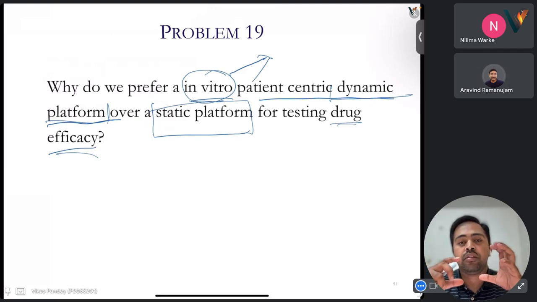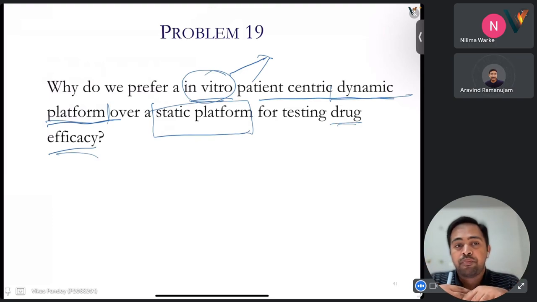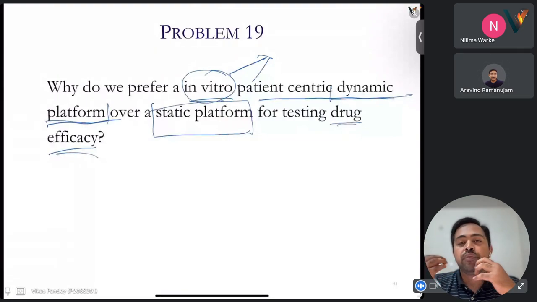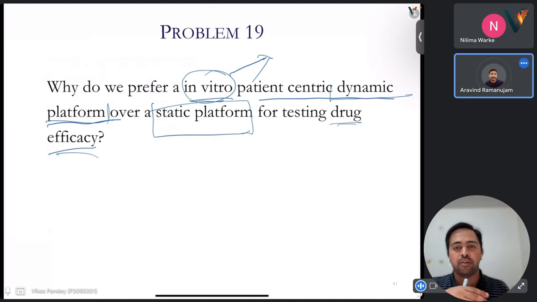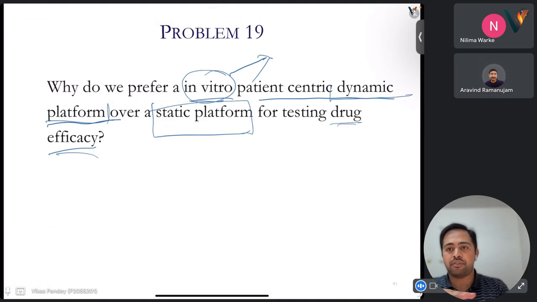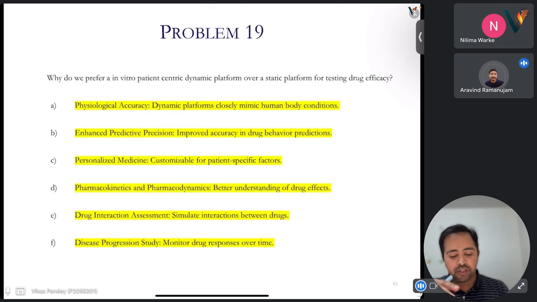In our body, or the patient's body, there are different things going on. And if we go for a static platform, we will not be able to see the effect of all the parameters. That is why dynamic platforms are preferred, in which we simulate how it will actually be in the body, a body-like situation or body-like platform outside the body. Fine.